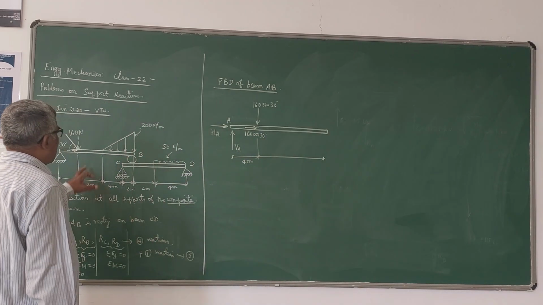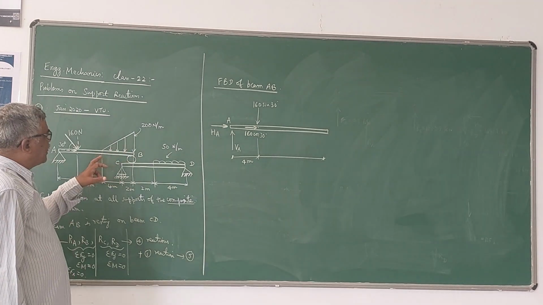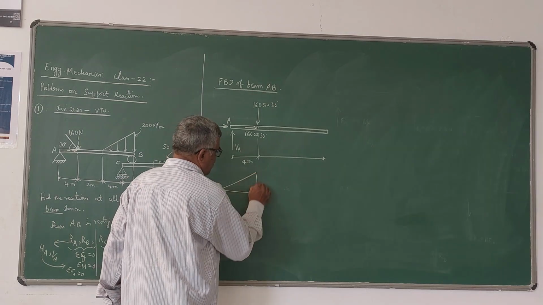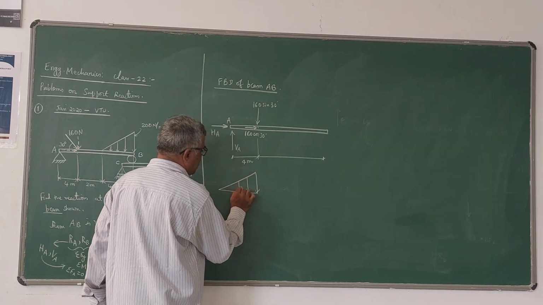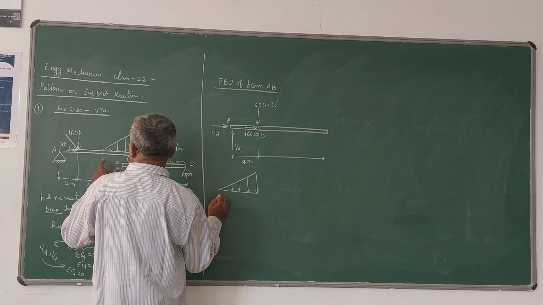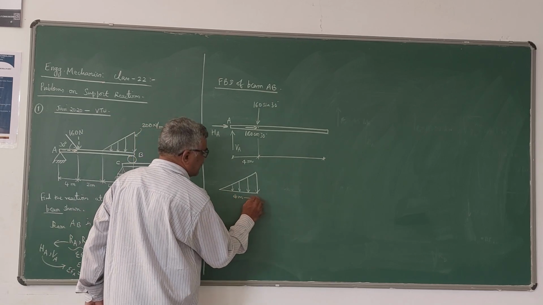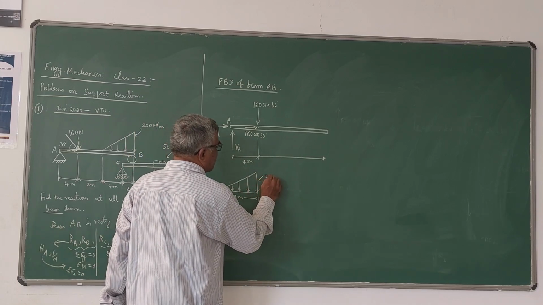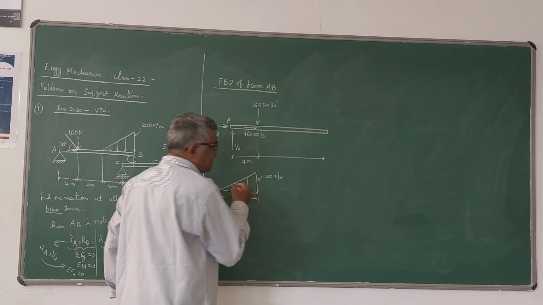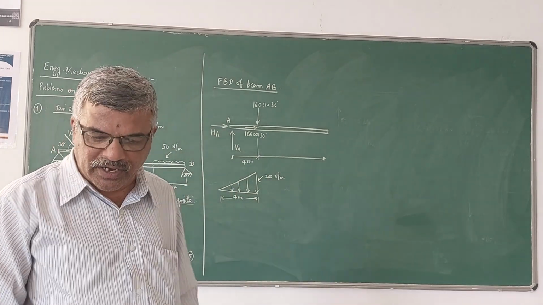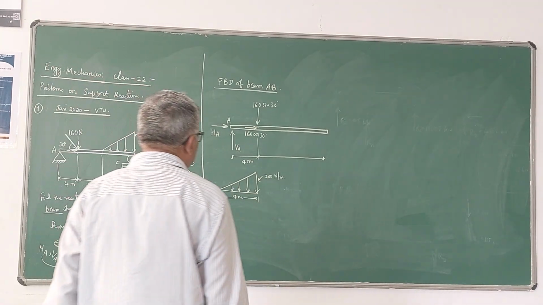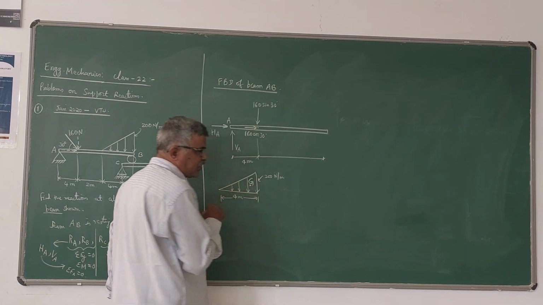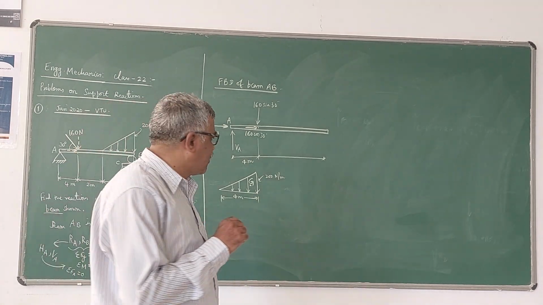Then you have a triangular load. A triangular load we have to convert into an equivalent concentrated load. In this case, the length of the triangular load is 4 meters, and the intensity of the triangular load is 200 Newton per meter. If you are converting the triangular load into a concentrated load or point load, we have to take a load which is acting at the center of gravity or the centroid of the triangular load.